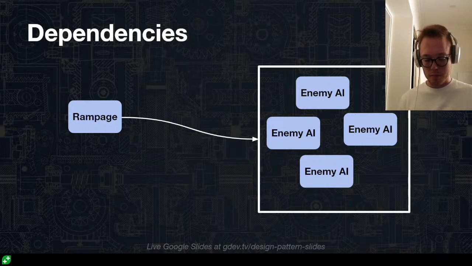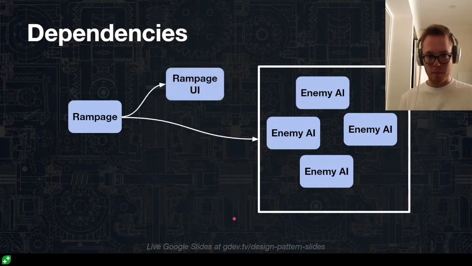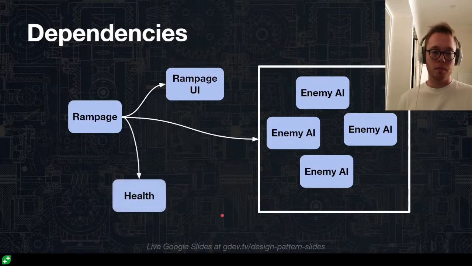Now, this has obviously created a dependency between Rampage and the enemy AI. It's made Rampage dependent and coupled to the enemy AI. If we carry on with this naive train of thought, if we have a Rampage UI, it has to go and say, hey, get the UI and update it. Tell the UI that we're in Rampage mode and draw the red tint. And go to the health component and say, hey, enable invulnerability. So it's got all of these dependencies all of a sudden. It knows a lot about all of these different classes, which is not an ideal situation to be in.